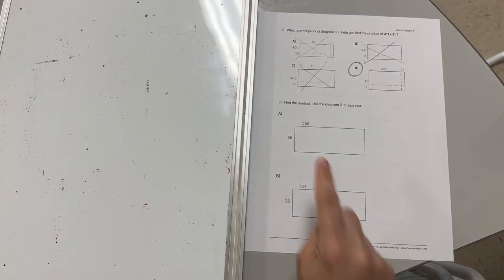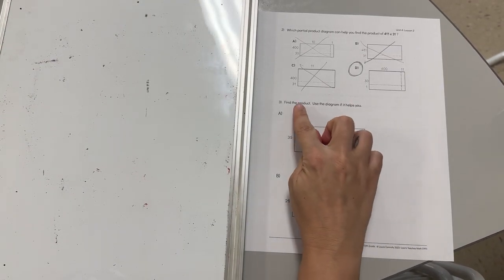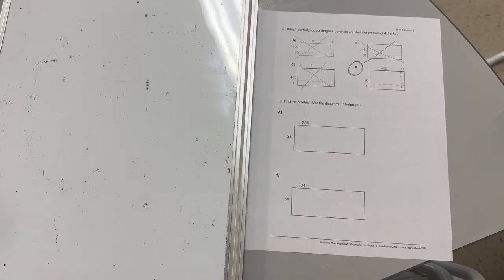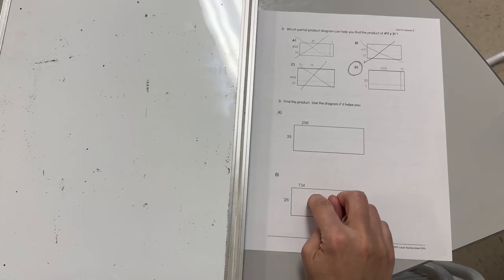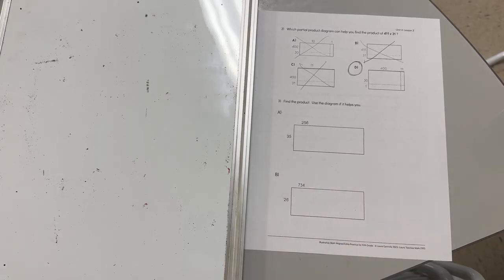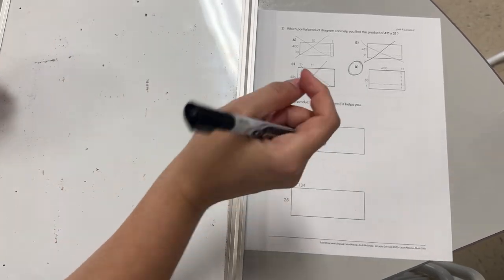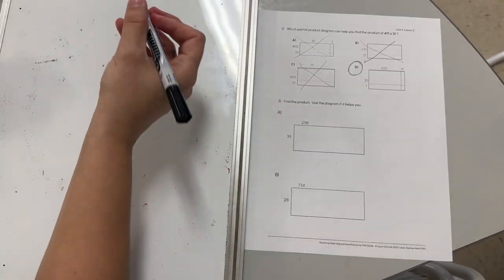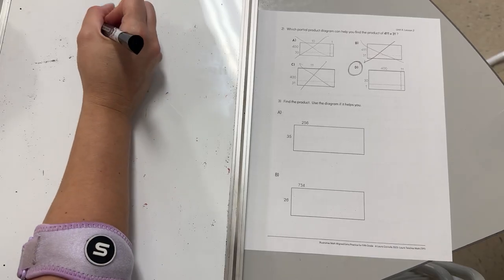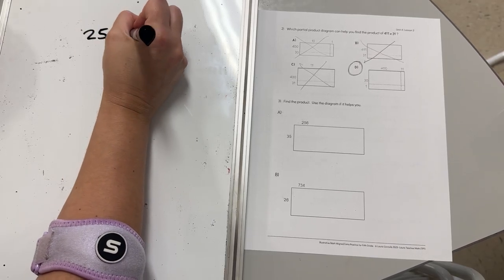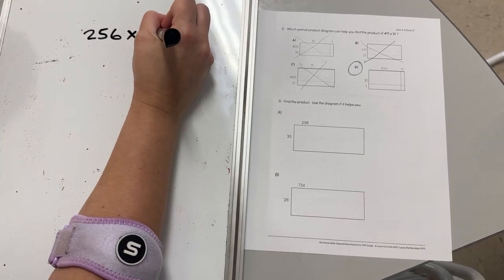My last problem here is number 3, and it says to just find the product and use the diagram if it helps you. So we have some diagrams here, and I'm going to take you through the steps on how to fill those diagrams in. So the first one I have is I have a 256 on top, and I have a 35 on my left-hand side. That represents my equation 256 times 35.